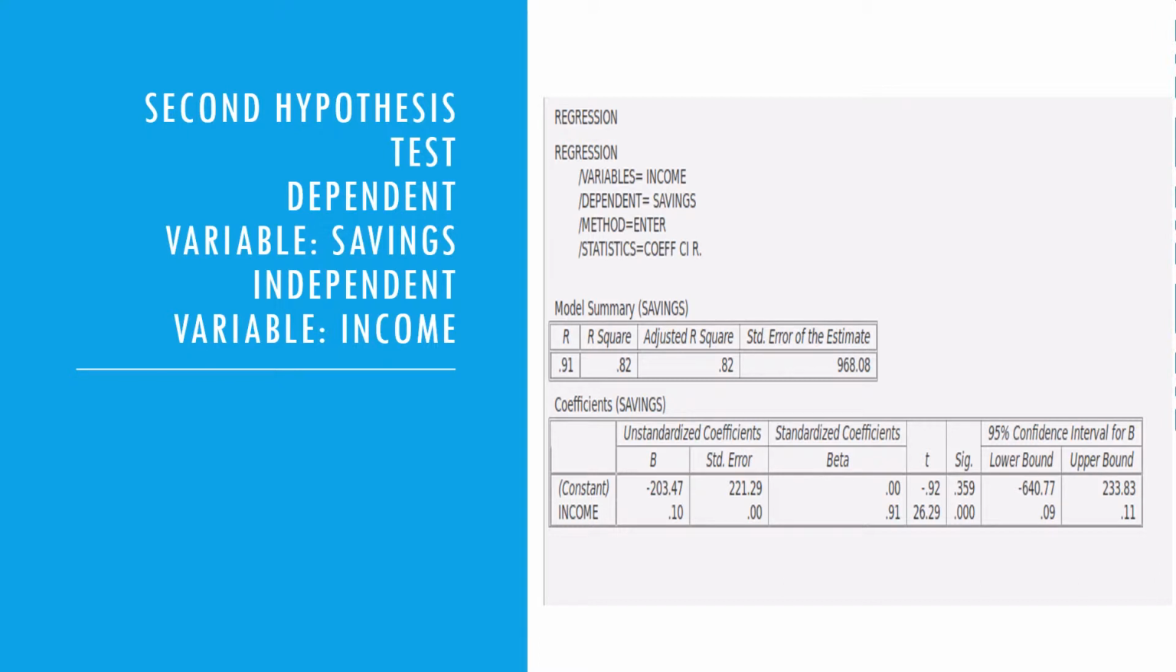Our second hypothesis test, we took the dependent variable of savings and the independent variable of income. And again, we ran it in our PSPP, and to the right you can see some of the information that was given back. Our R of 0.91, adjusted R squared of 0.82. We can see that our constant was income against savings, and our beta was 0.91, our significance of 0, and our bounds were 0.09 to 0.11.